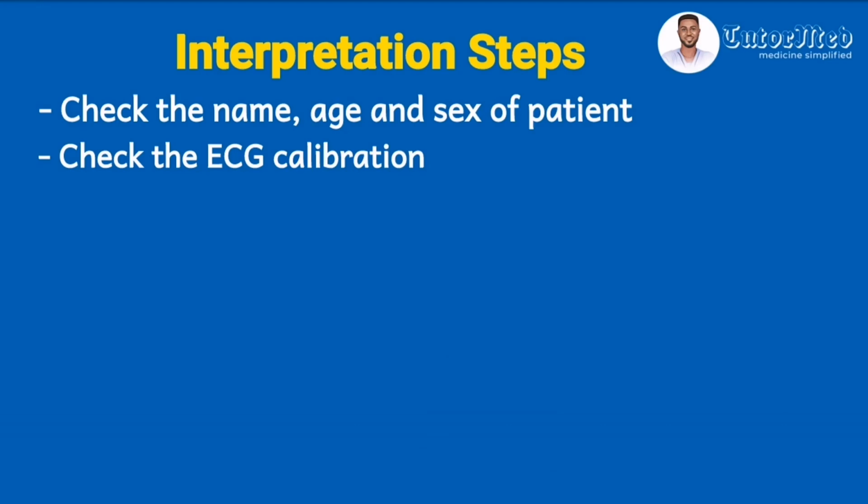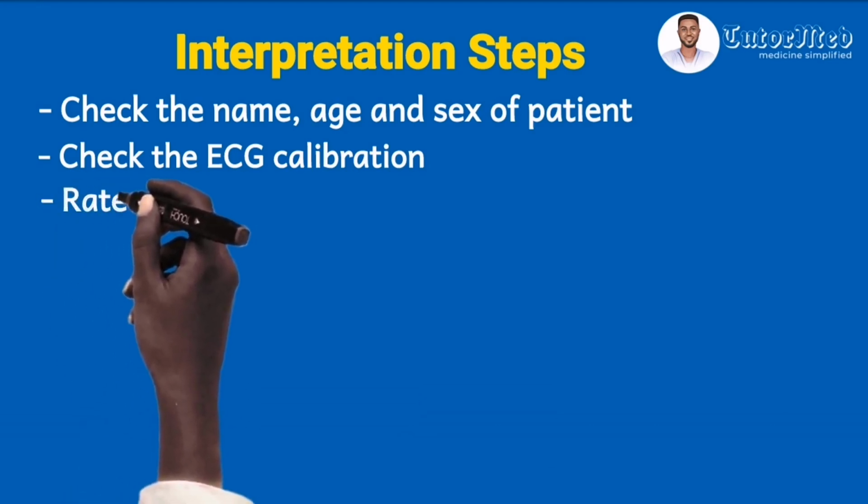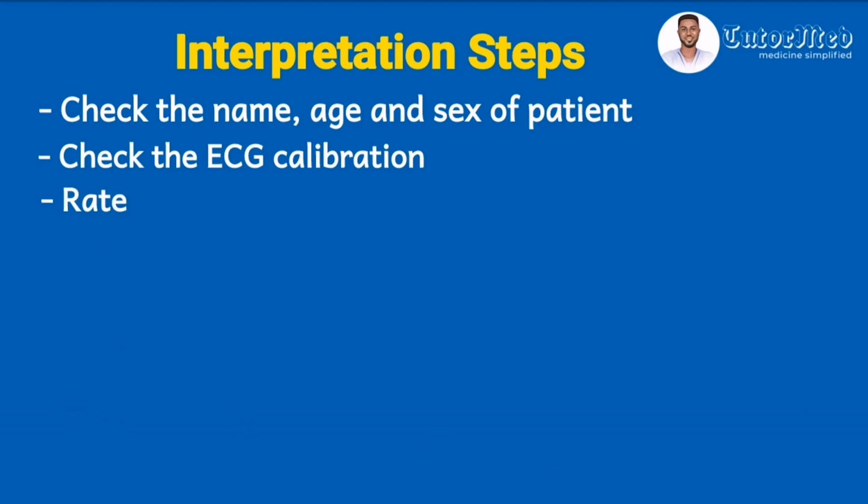Then the next, you check the rate of the heart, followed by the rhythm of the heart. Then next, you check the axis of the heart. And by the axis, you mean the ventricular axis or the QRS axis. Don't worry, we will explain this in detail in our subsequent videos. Then after checking the rate, rhythm, and axis, you interpret the ECG based on what you see.